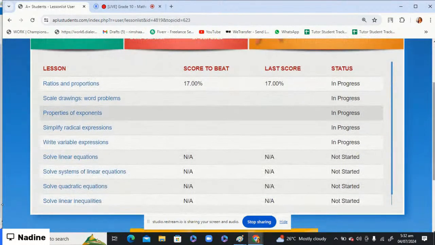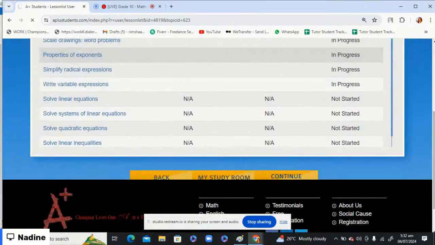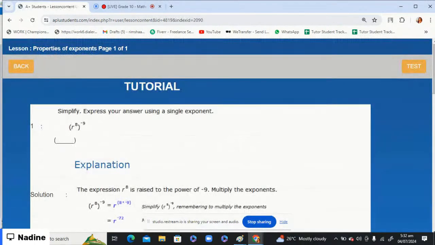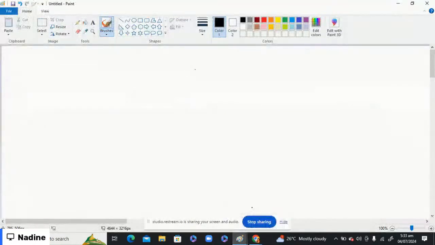Properties of exponents. This is a very simple thing: simplify, and express your answers using a single exponent. Look at here, this is an exponent. As we know, an exponent is something to a power. First of all, we are going to check the definition, what is the definition of exponents. So we can write it down this way. You also use your notebook and pen.